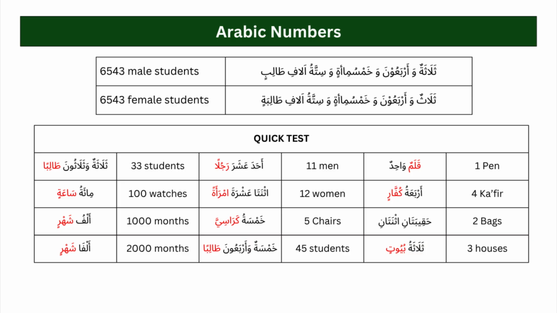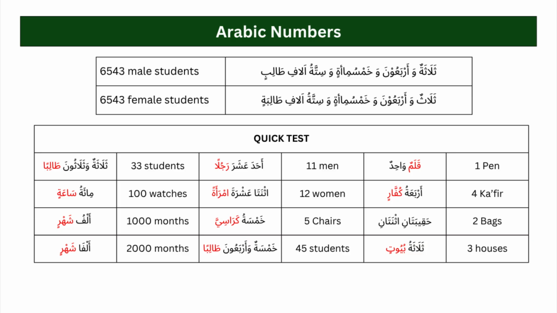4 kafir. Arba'atu kuffarin. This is using the 3 to 10 rule. Number first, madud plural, and gender opposition. 12 women. Ithnata ashrata imra'atan. This follows the rule for 12. Both parts agree with the madud, and the madud is singular mansub.